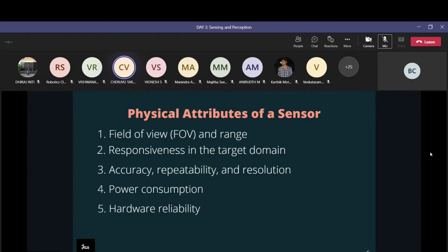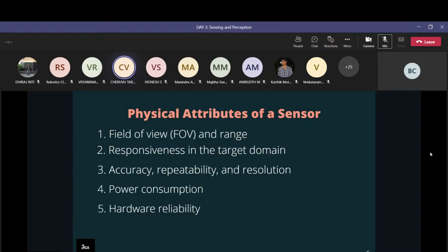Then hardware reliability. A sensor is a hardware device, as we all know. So how much durability are we going to get from this sensor? What do you mean by durability, guys? Durability means for how long we can depend on it without needing hardware repair or suffering hardware failures. So how reliable is the sensor? That's a very important thing to take care of when you're designing a sensor.